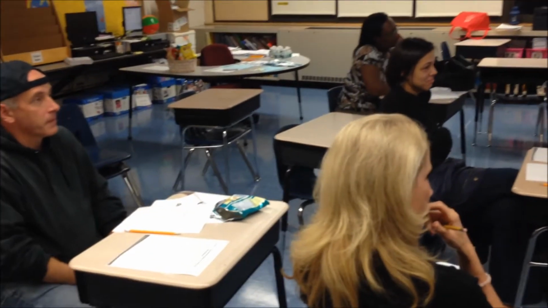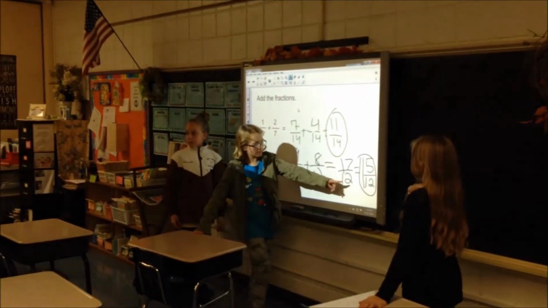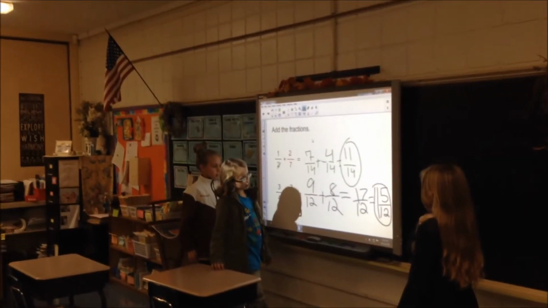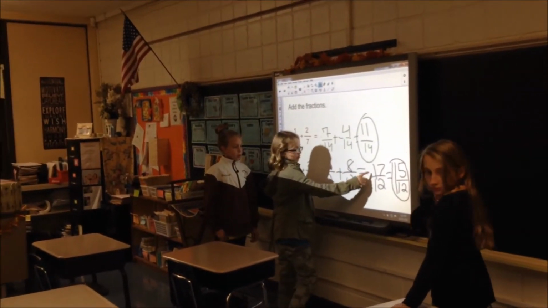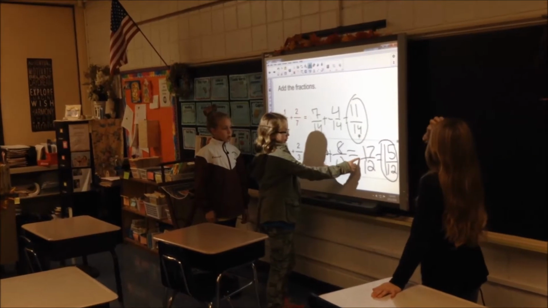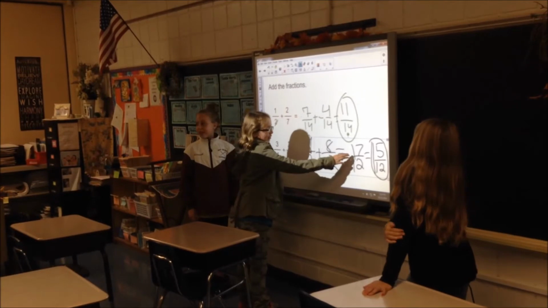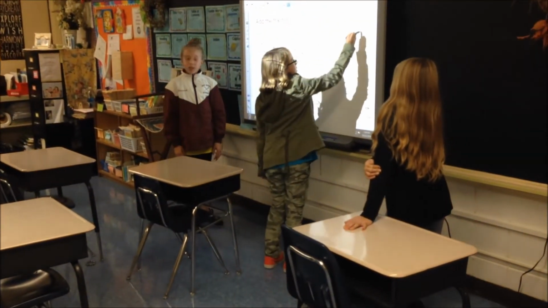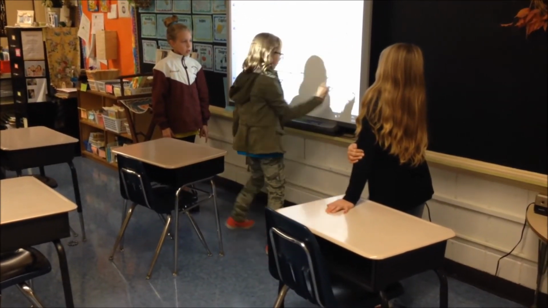Why did you have to go past 17/12? What's wrong with that answer? This is an improper fraction here, so I turned it into a mixed number. And how'd you do that? What I did was 12 goes into 17 once, and then I found out the remainder. I found out the remainder by doing a fraction in my head, which is 17 minus 12, which is equal to 4.